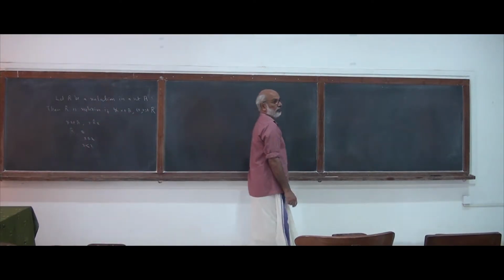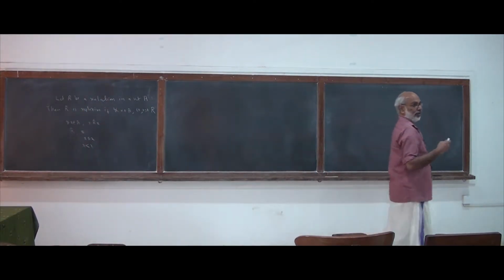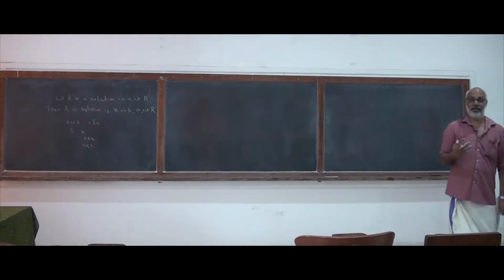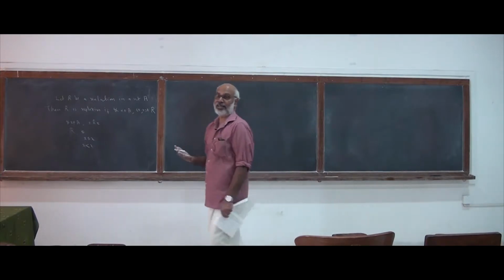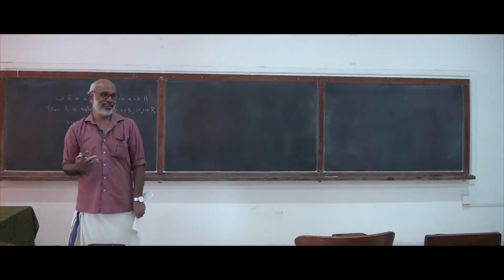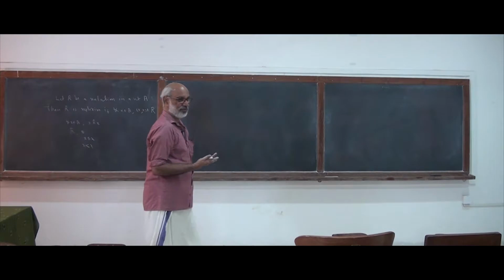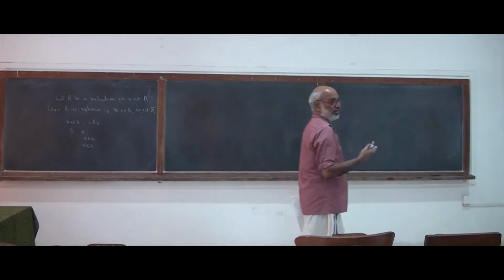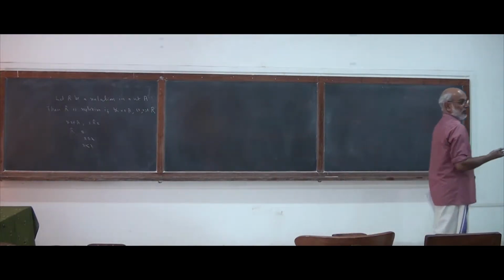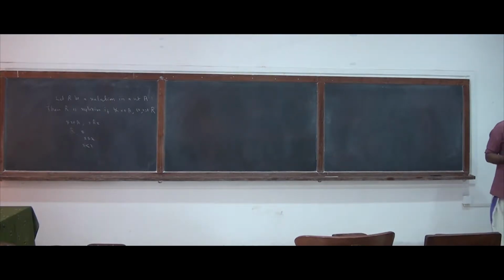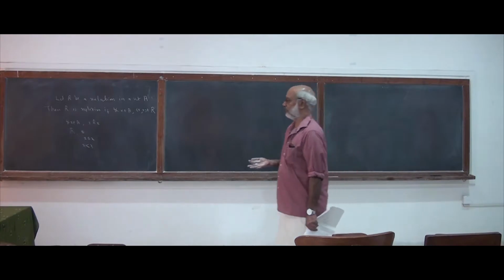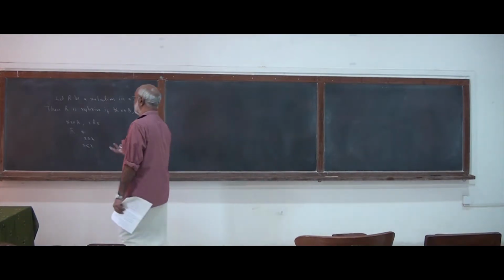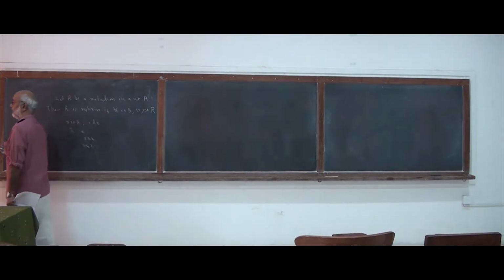Among subsets of a set, subset of is a reflexive relation, whereas proper subset of is not a reflexive relation. A is a subset of A, but A is not a proper subset of A. So proper subset of is not a reflexive relation. There are relations which are reflexive, and there are relations which are not reflexive.